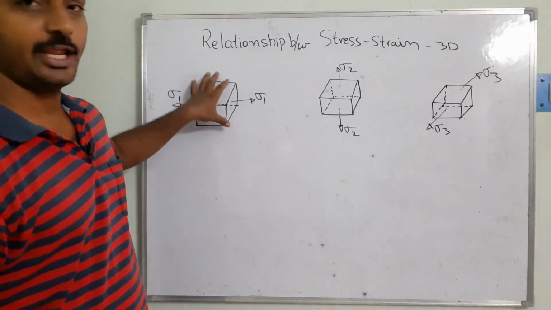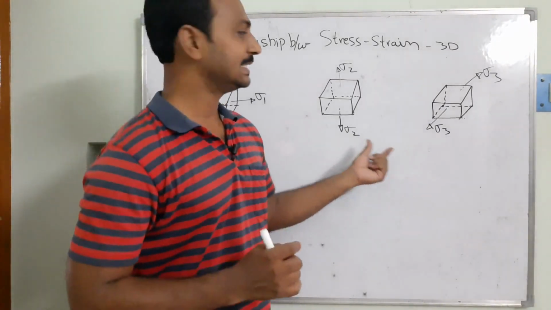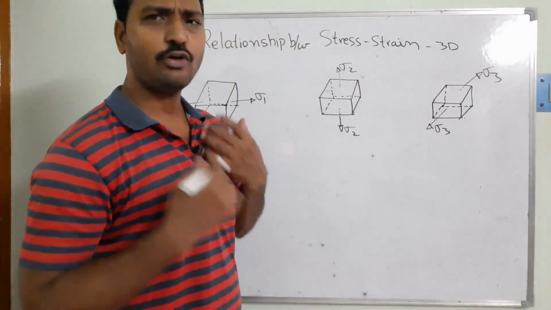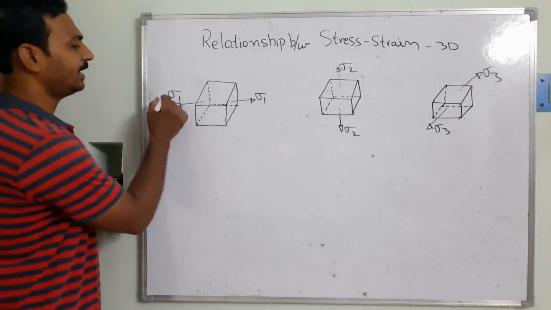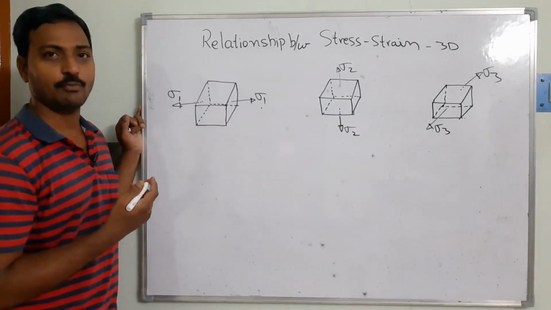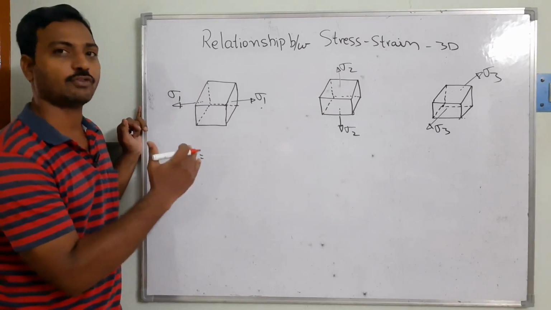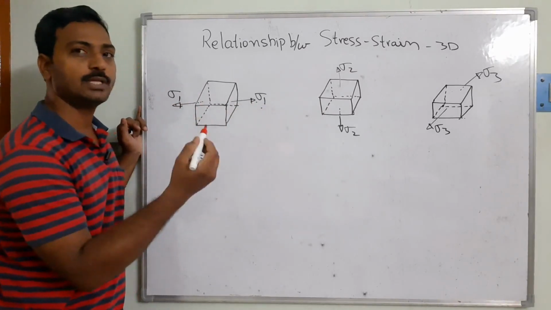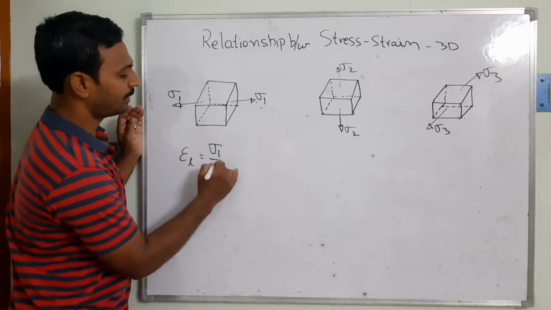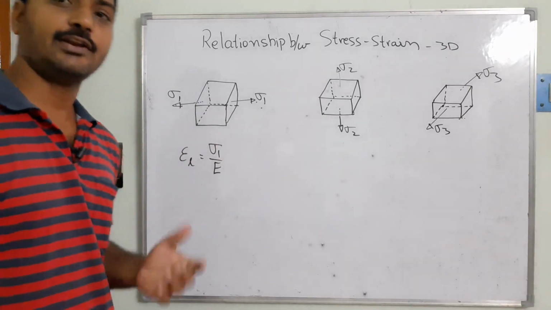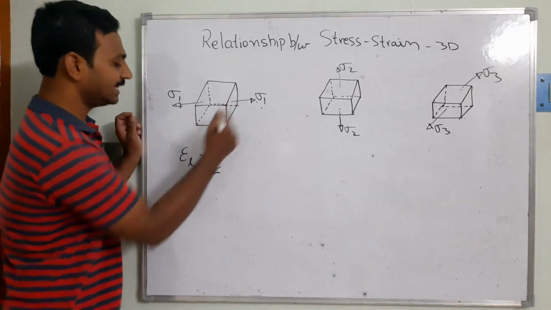Initially, the object is subjected to stress in the x direction, taken individually, secondly in the y direction, and the third condition in the z direction. Now I will find the individual strains in the respective directions. In direction 1, the x direction, I take epsilon L, the longitudinal strain. The load is applied in this direction, and we assume the material deforms in this direction. So epsilon L equals sigma 1 by E, where E is the Young's modulus of the material.